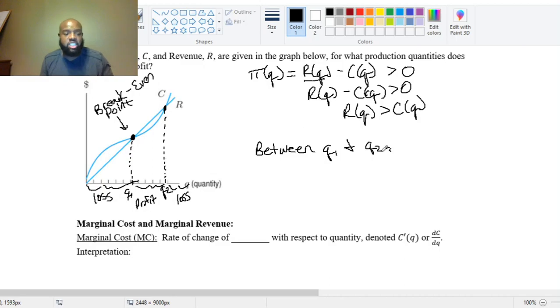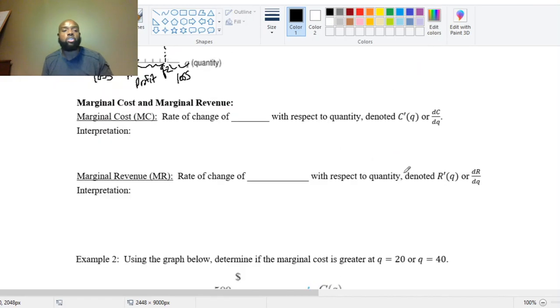Some economic decisions are going to depend on what we call marginal cost and marginal revenue. We talked about these before, but now we're going to really get into marginal cost and marginal revenue. Marginal cost, which is sometimes given by MC, that's the rate of change of your cost function. Since your derivative represents a rate of change, we can use MC, or we can use C prime of Q, or we could use dC/dQ, which is our Leibniz notation.